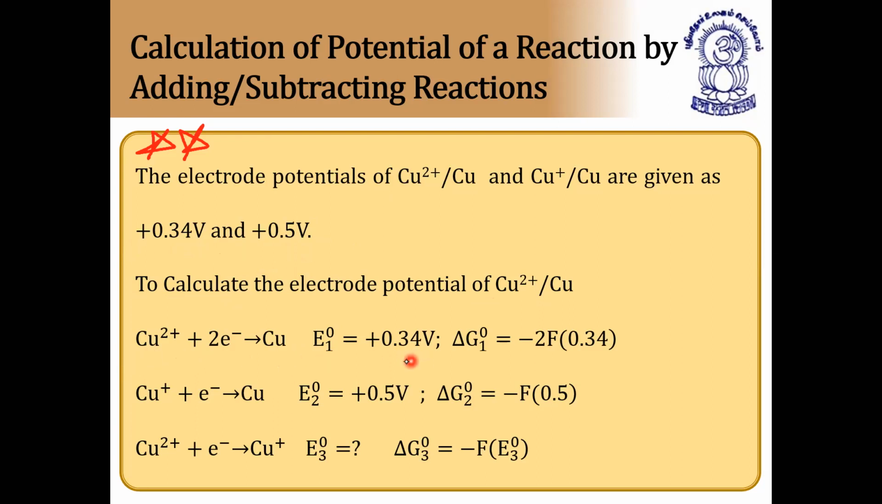It is taken as 0.34 volts, and delta G1 is equal to minus NF E degree of cell. So N is 2 electron change, and Cu plus gives us plus 1 electron gives us Cu, that is given as E2, and delta G2 is minus 1 into F into 0.5. 1 is not mentioned because if you multiply the same thing you will get. And finally they are asking Cu plus 2 to Cu plus how much. So that is delta G3 is equal to minus F into E3 degree, and they are asking us to find what is E3.